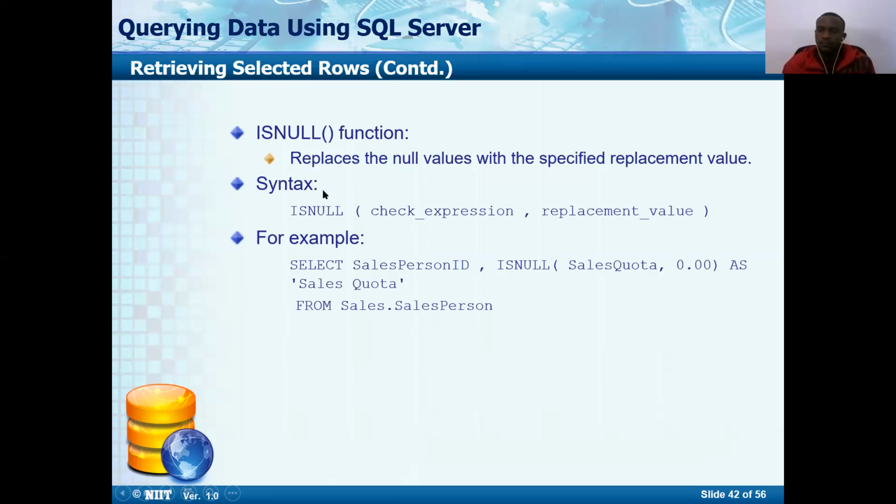There's also a function, ISNULL, which can be used to replace wherever there's a null value with a value of your choice. So you want to check, like in this example, sales quota. If the sales quota is null, meaning someone has not sold anything, you want to put a 0 so that when you come to calculate maybe the commission, you don't try to multiply a null value by a percentage.